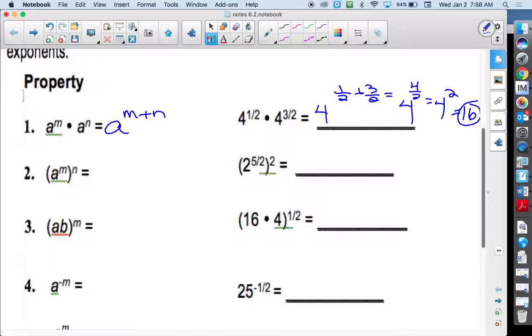So the second one, we have a to the m, and then outside is the exponent of an n. So this is a power to a power property. What are you supposed to do with those exponents? Julia? You multiply them together. Yeah, you multiply them together. So m times n. So if you look, we have 2 to the 5/2 times 2. So we're multiplying the 2 with the 5/2. Julia, what is 5/2 times 2?